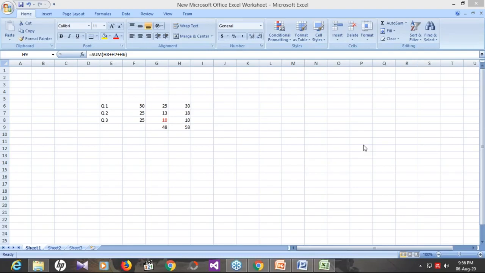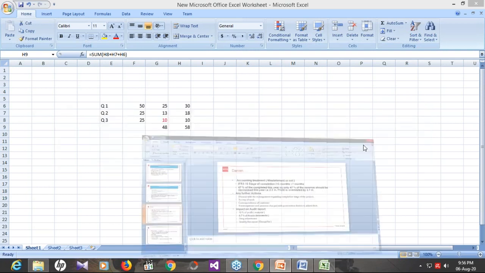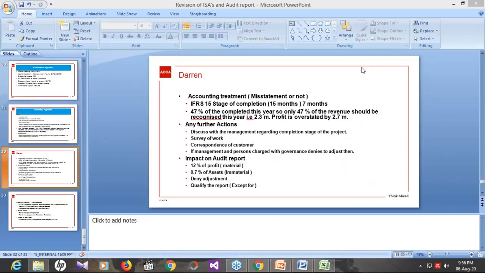What is the marking scheme for report opinion? Oh yes, this is an important question by Junaid. If we go back, there is a slide. I missed that. You can see this is accounting treatment, further action, impact on audit report. So if there are 7 marks, 3 marks are allotted for accounting treatment, 2 marks are allotted for any further action, and 2 marks are allotted for the impact on the audit report.